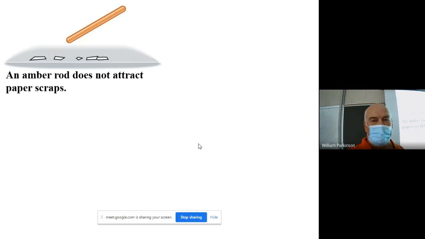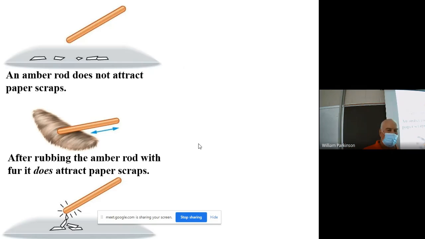There's no natural attraction that these scraps of paper would feel for this plastic rod that I'm putting in proximity to them. But now, if I do something weird, I take a piece of fur that has a lot of hair on it, and I start rubbing it up and down on the amber rod, or rubbing it up and down on the plastic rod. Same thing could be done with either one. Now, I put this by the scraps of paper that were originally laying on the table.